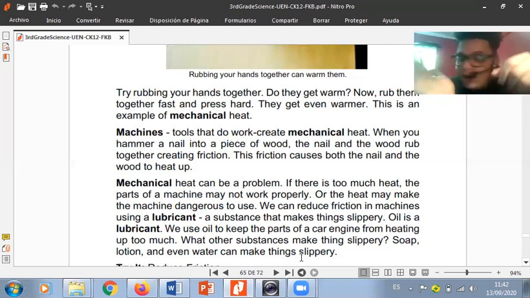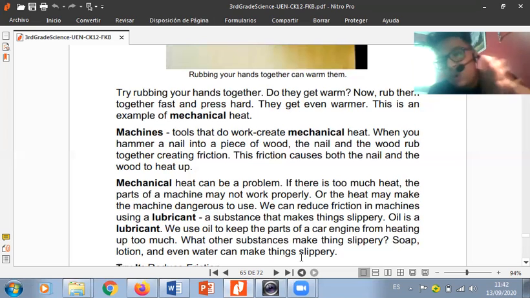Okay, we can use water, we can use soap, and other things like lotion. The oil will help to lubricate, and in that way the machine will have a better process and a better duration. Okay, for that reason it's necessary to follow these steps.